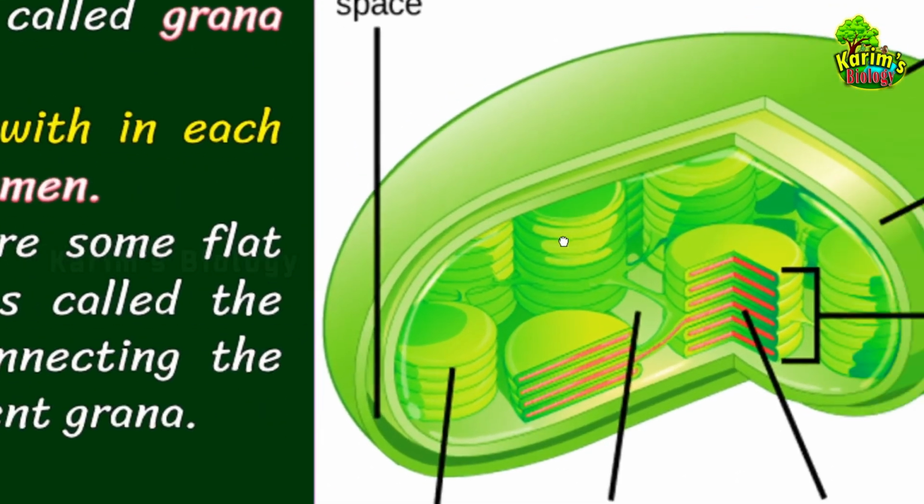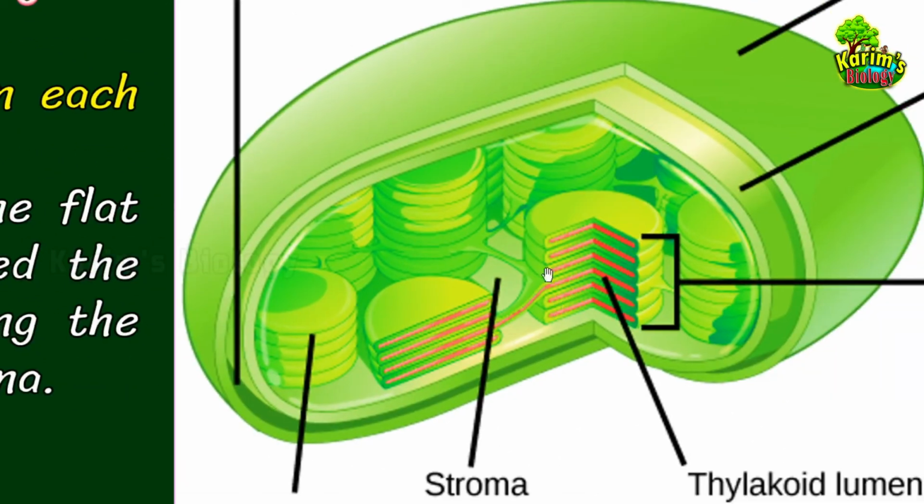Now look at the picture once again. You can see this is a stack of thylakoid. This is another stack. This is one granum. This is another granum. And you can see clearly that these two grana are connected to each other. You can see here, there is a membranous tube-like structure which is connecting one granum to the other granum, right? This is called stroma lamellae, or this is also called stroma thylakoid.